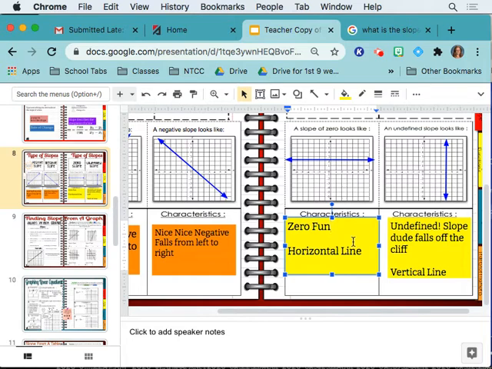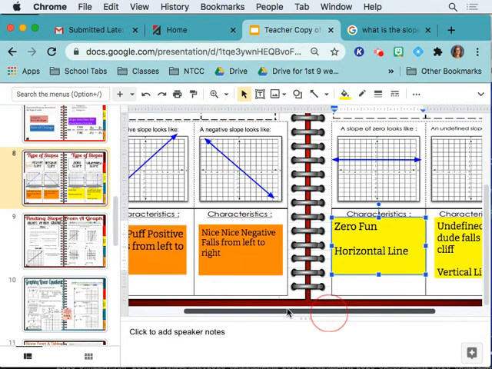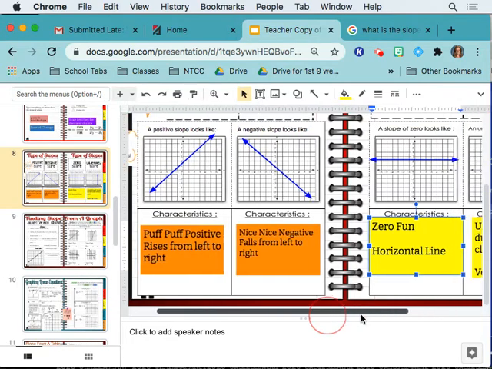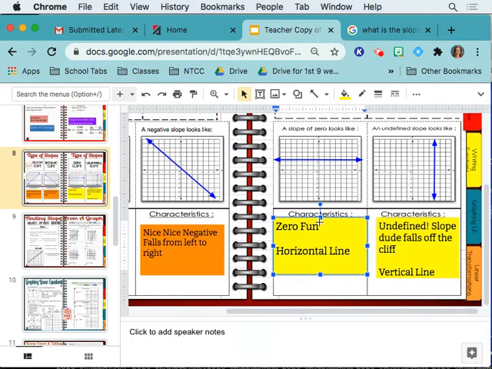Thank you. All right. So, did y'all get this? Hopefully, you got it down. So, we have positive, rising from left to right. Just like we read books and sentences, we read from left to right. We're going to read graphs from left to right. So positive goes up from left to right. Negative goes down from left to right. Zero slope is a horizontal line. Undefined is falling off the cliff. You got a vertical line.